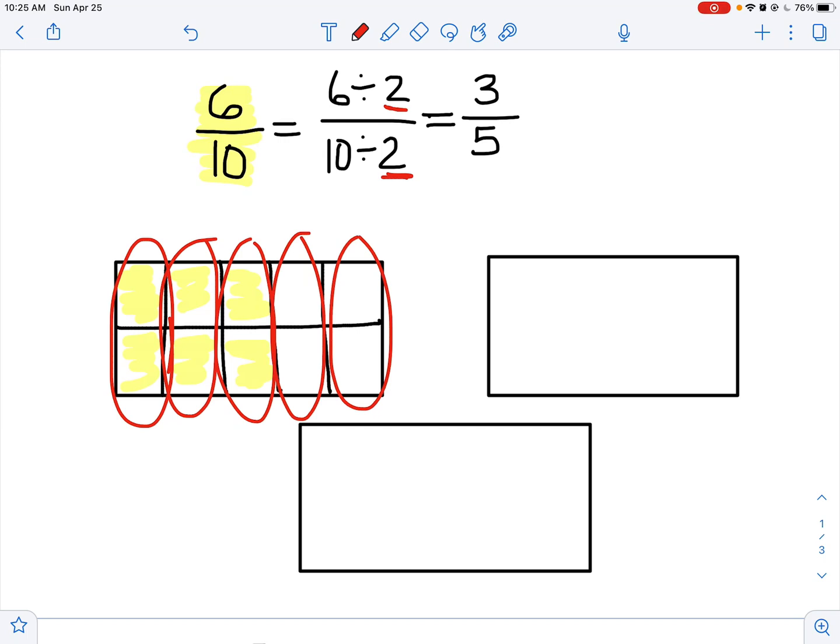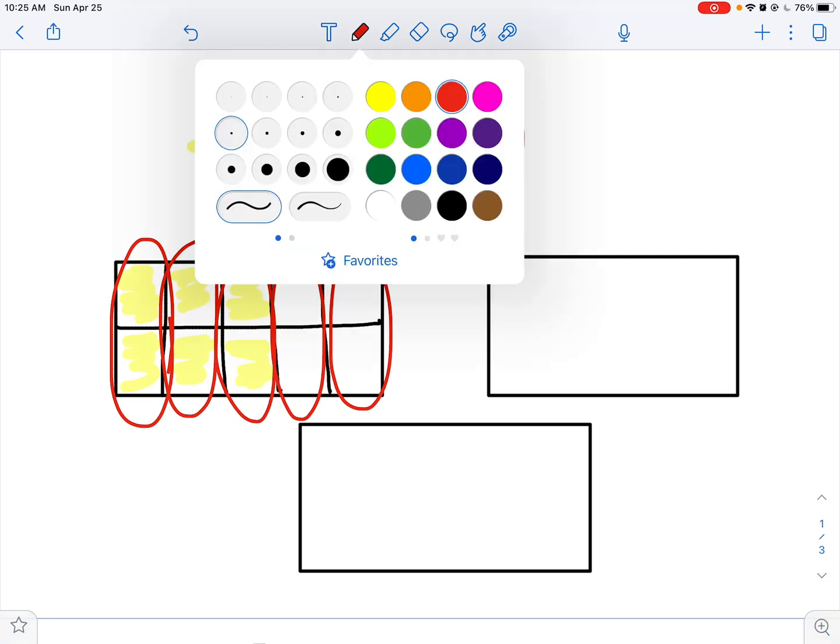And you don't have to necessarily draw those ovals, but it's nice for a visual. And sure enough, I end up with 3 shaded ovals and 5 total shaded ovals. So that's one way to go about it, okay? Maybe you look at it a little differently. Maybe you visualize something that looks like this.